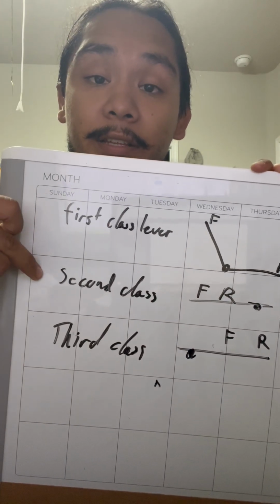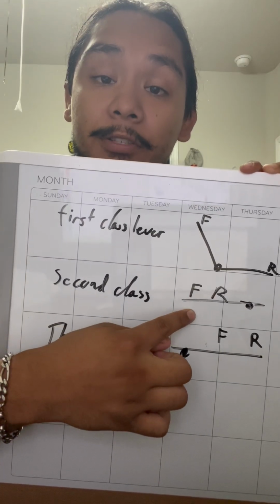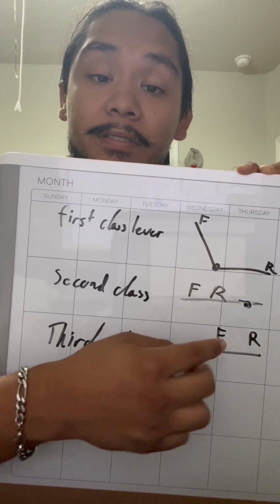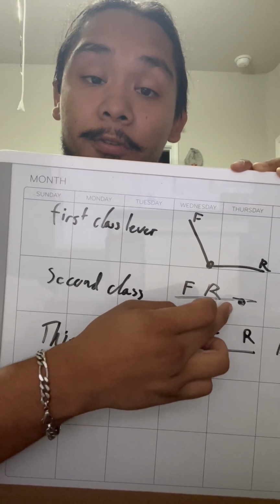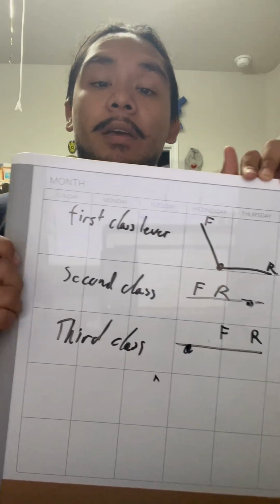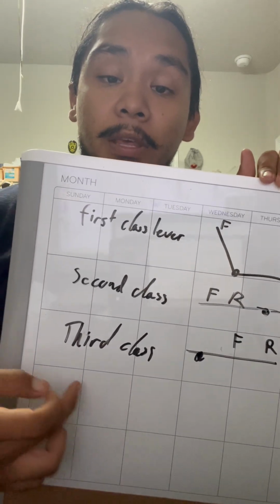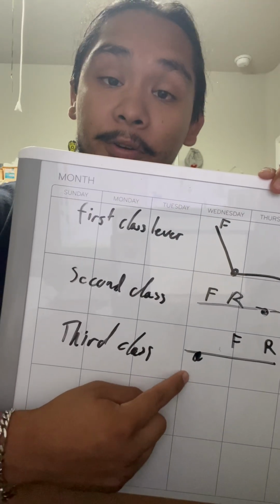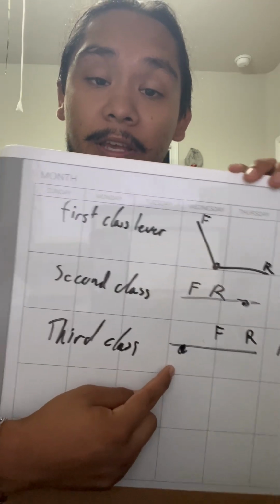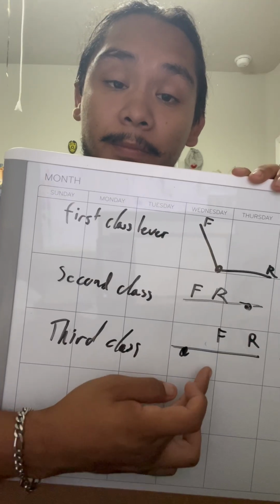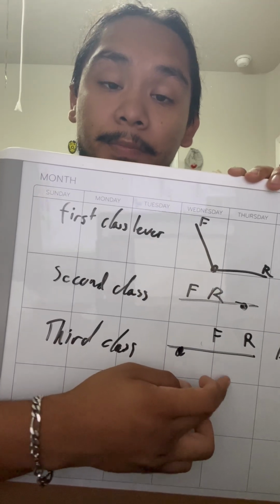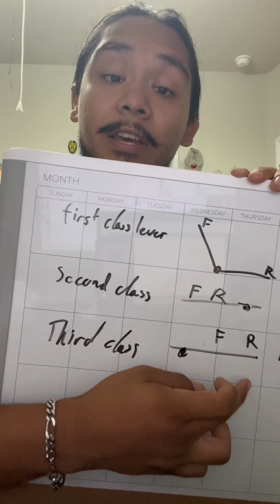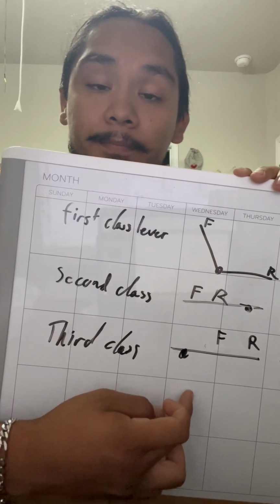On the second class lever, we'll have our muscular force on the very distal end of the lever with our resistive force in the middle and our fulcrum being at the end. Our third class lever is the opposite. My fulcrum is here, also at the distal end, so it is going to be fulcrum, muscular force, resistance force, with the resistance force being on the most distal end of the lever.